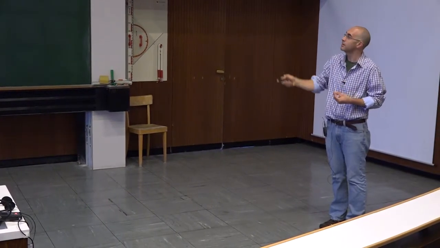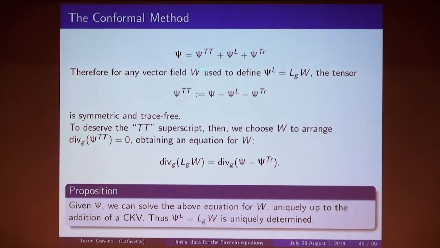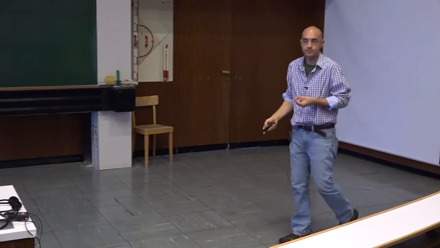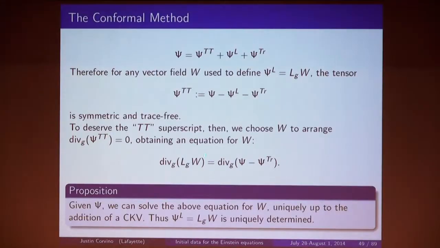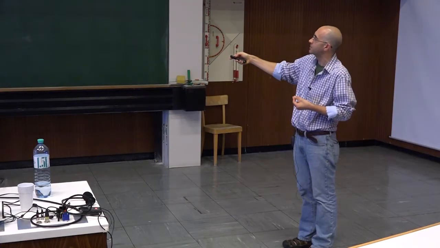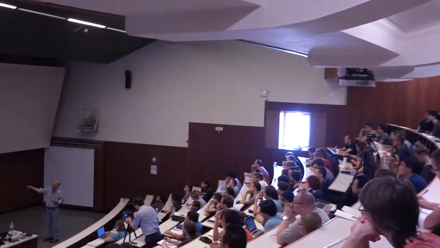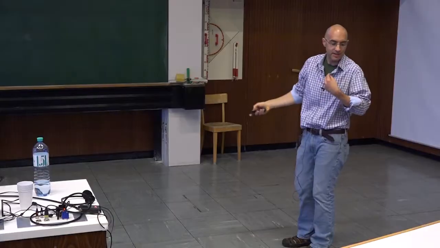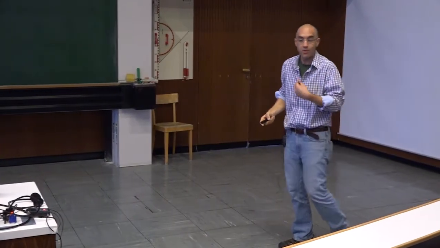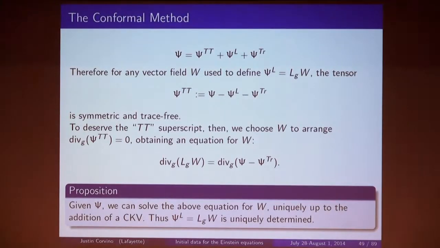Okay? So you can correct the difference psi minus psi trace to be divergence free by subtracting off this longitudinal piece, this LW. So you want to show that you can solve this equation. Okay, so that's the proposition. Given such a psi, you can solve the equation for W unique up to the addition of a conformal killing vector. All right? But obviously, if you change this by a conformal killing vector, you haven't really changed that LGW, right? So if you add something in the kernel to psi L, you haven't changed it at all. Okay, so this is the proposition.